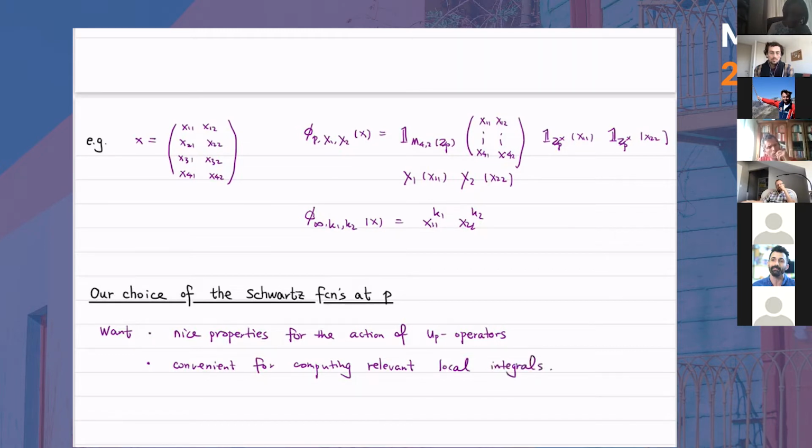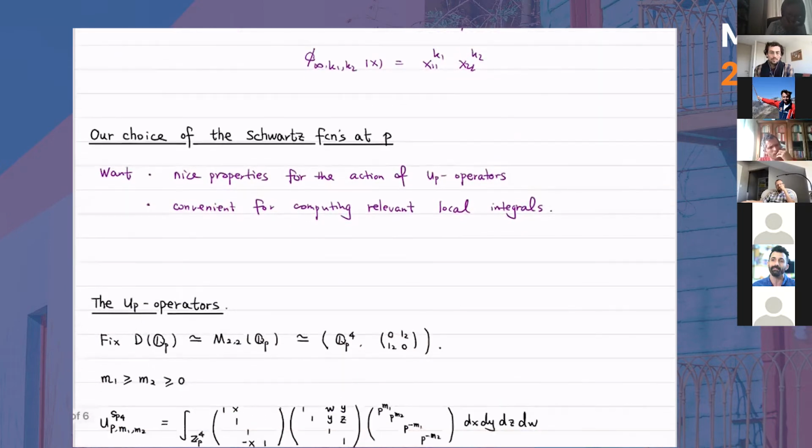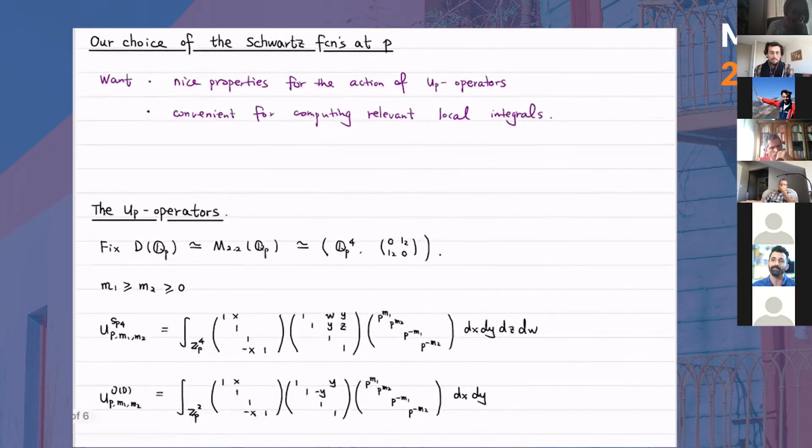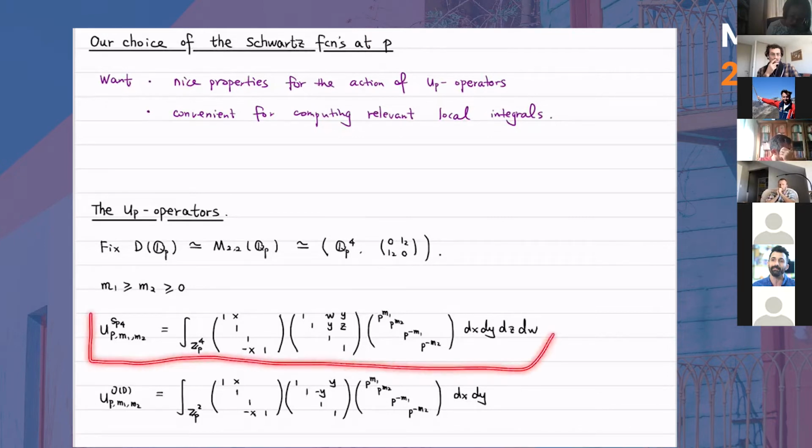Okay, so let's first see the UP operators. So I'm going to fix an isomorphism of the quaternion algebra. So it's split, so it's isomorphic to 2x2 matrices, and then it's isomorphic to the 4-dimensional vector space with the quadratic form given by this matrix 0, 1, 1, 0. And because we know the rank for SP4 and the O4 are both 2, we know that the UP operators are actually parameterized by a pair of integers m1 larger or equal to m2 larger or equal to 0.